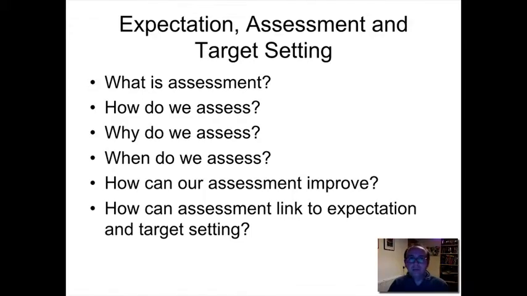So at the end of this now, hopefully you have some idea of those six questions that we set at the start. What is assessment? How do we assess? Why do we assess? When? How can our assessment improve? And how can our assessment link to expectation and target setting? I hope this has been of some help, but I imagine it's probably generating more questions than it's answered. But then again, assessment for learning is a process, probably without an end. So I hope it's been of help.